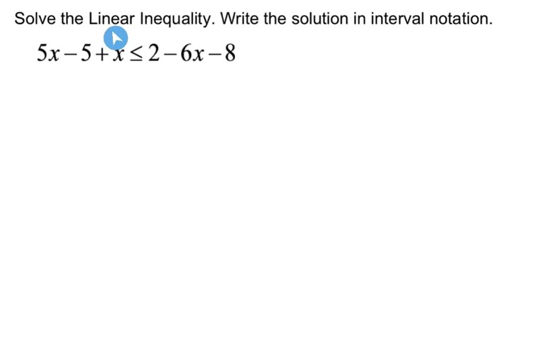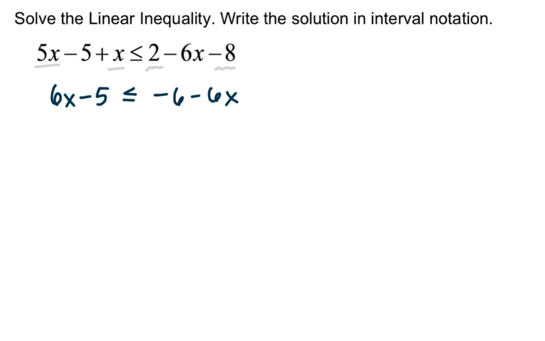Here we have a linear inequality. We have one inequality symbol. It says we're going to treat it just like it's an equation. It's just that when we get to the end, we're going to need to remember to write our solution using interval notation. So I'll begin by simplifying on the left. I can combine like terms. That gives me 6x minus 5 is less than or equal. And then on the right, the 2 and the minus 8, that gives me negative 6 minus 6x.